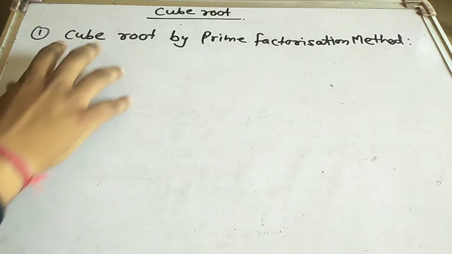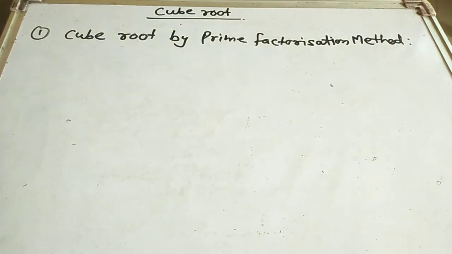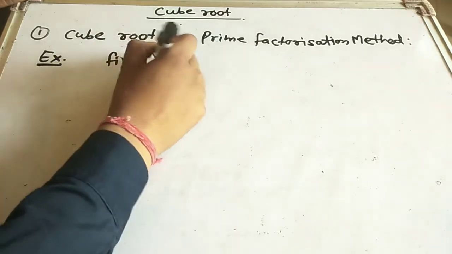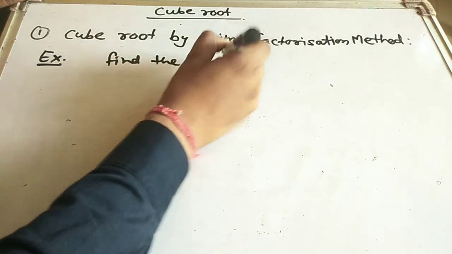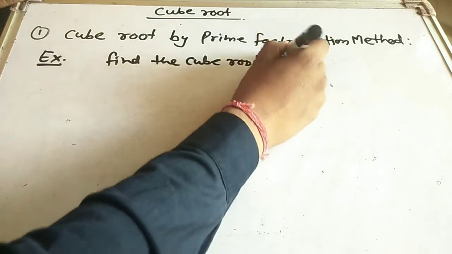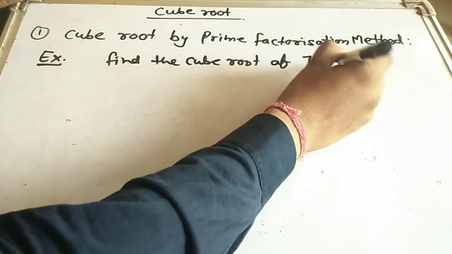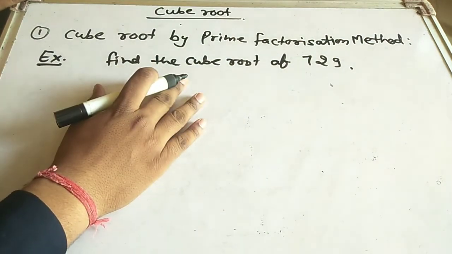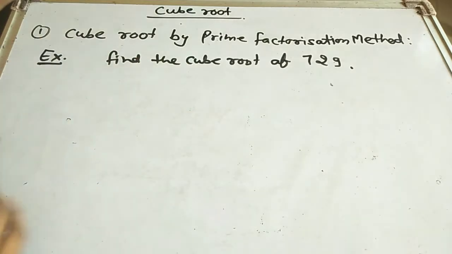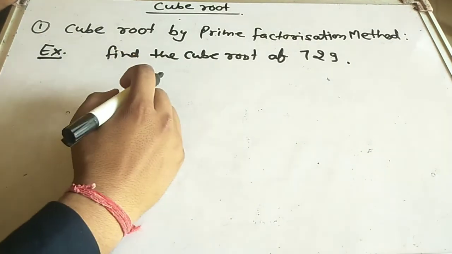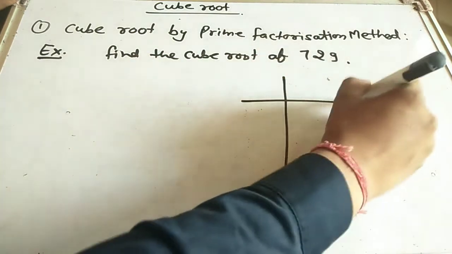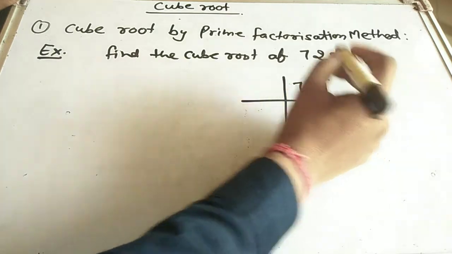Friends, we have to find the cube root by prime factorization method. Okay. So, let us take an example. Find the cube root of 729. We will find the cube root by prime factorization method. So, we have to solve the given number into prime factors by successive division. So, 729.